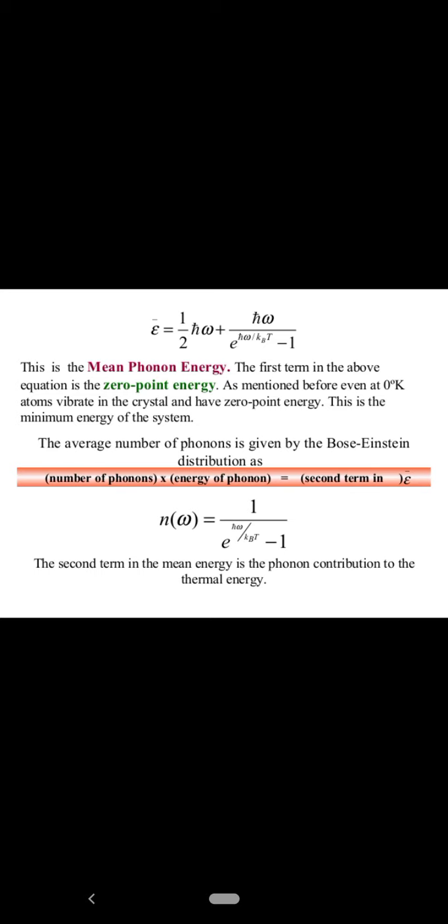The first term in the above equation is the zero point energy, as mentioned before, even at 0 Kelvin. Atoms vibrate in the crystal and have zero point energy. This is the minimum energy of the system. The average number of phonons is given by the Bose-Einstein distribution, and number of phonons multiplied by energy of phonon is equal to epsilon bar.